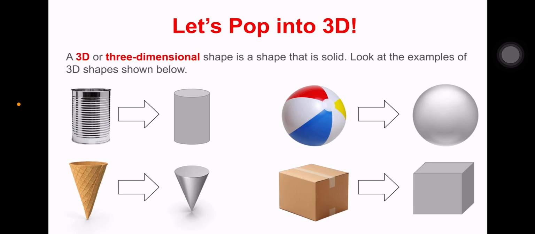You can hold all of these shapes in your hands, and you can even stack some of them, like the boxes or the cans, and you can roll some of them like the beach ball. And you can also potentially roll the can as well. Look around the room. What 3D shapes do you see? You can point to them.